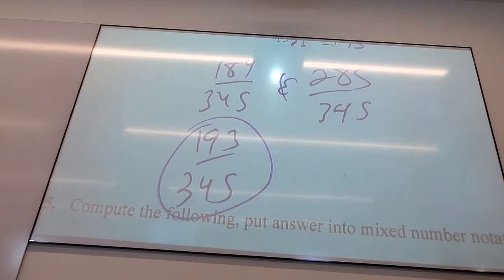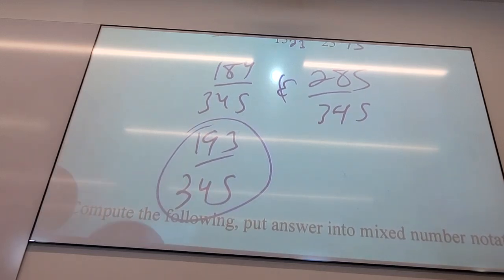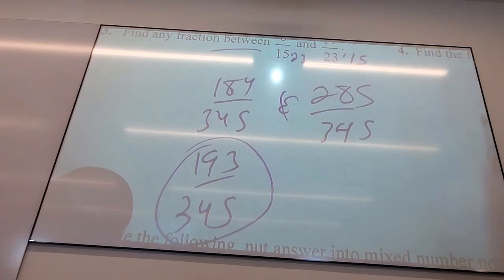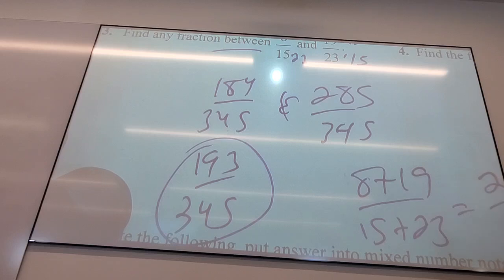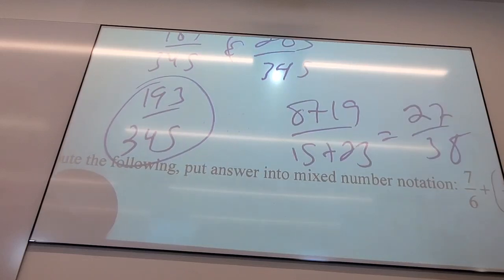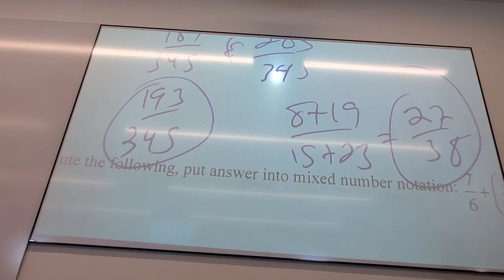Did anyone do it differently? I just added the numerators together and the denominators. Yeah, so you could do 8 plus 19 over 15 plus 23, and you got 27 over 38. 27 over 38. Okay. I like it. Anybody do it differently? I can't think of another way to do it. I just wanted to see. Okay. What about this one?